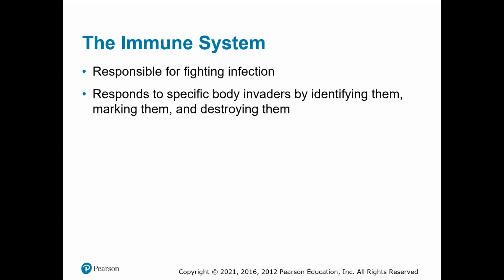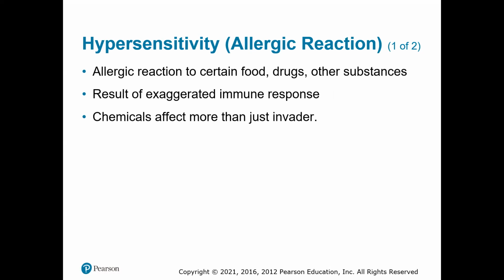The immune system is responsible for fighting infection. We learn this in the blood, that there are leukocytes, or your white blood cells, that help fight diseases. They respond to specific body invaders. They identify them, they mark them, and then they destroy them. So first they have to find them and target them. Then they kind of band together and destroy them all.